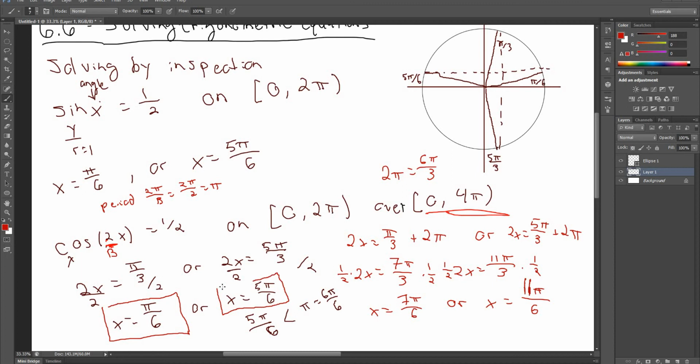Pi over 6, 5 pi over 6, 7 pi over 6, and 11 pi over 6. If we look at these particular answers, pi over 6 is in quadrant 1, 5 pi over 6 is in quadrant 2, 7 pi over 6 is in quadrant 3, 11 pi over 6 would be in quadrant 4. So we have not gone further than 1 unit circle.